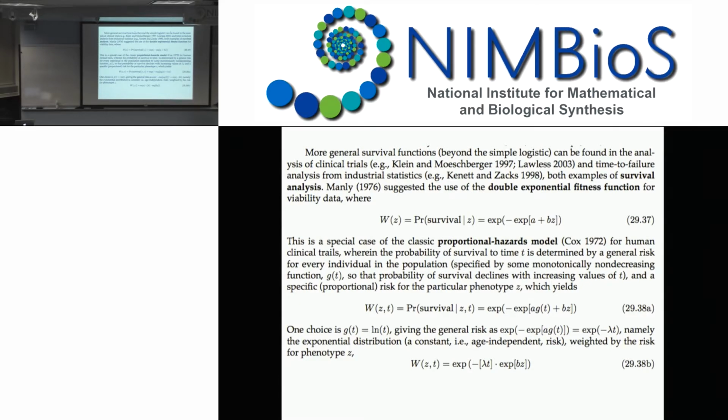So let's look at some potential functions we can use. One function comes out of survival theory. In survival analysis, which mainly comes from cancer trials, you can get these double exponential fitness functions. It's got this funny form here. It's an exponential of an exponential. This is something called the proportional hazard model.